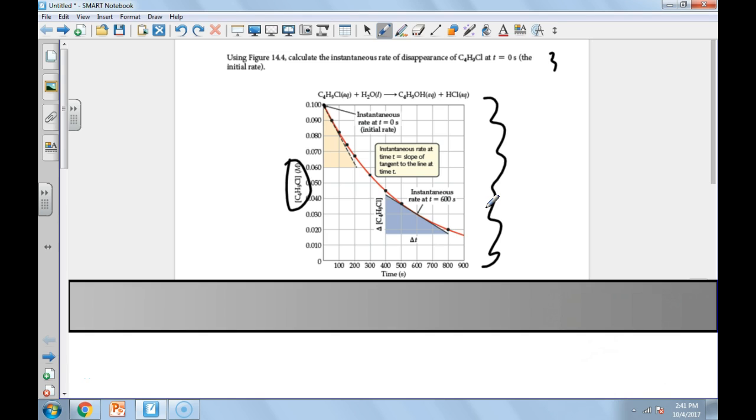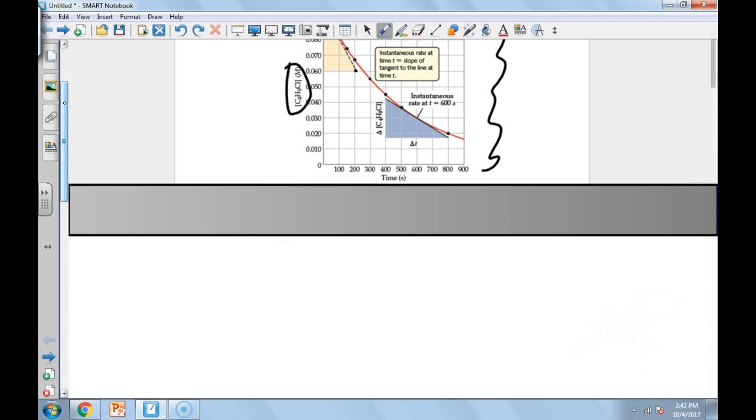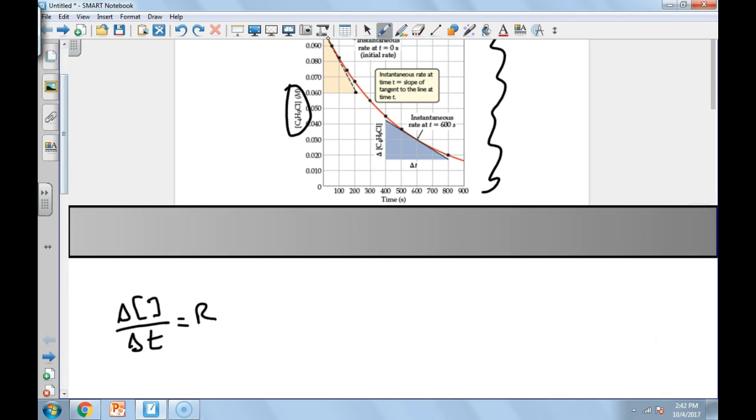So we have to take an algebraic means of doing this. And the algebraic way of doing this is to find the slope of the line by looking at 2 points, and then remember slope is rise over run, which is nice because the change in concentration over change in time equals rate. And so if you want the instantaneous rate, you have to find the slope at that given point. And so that line forms a slope here.